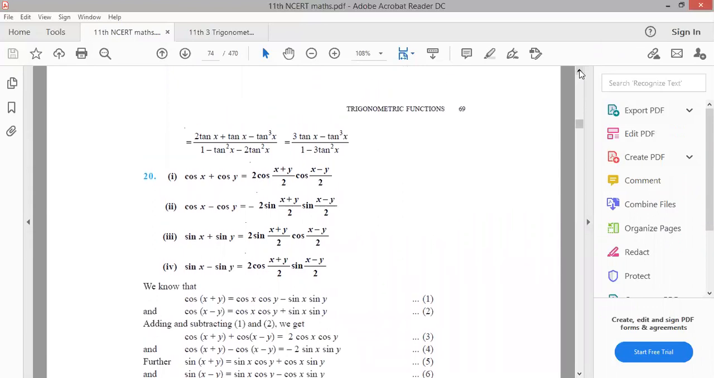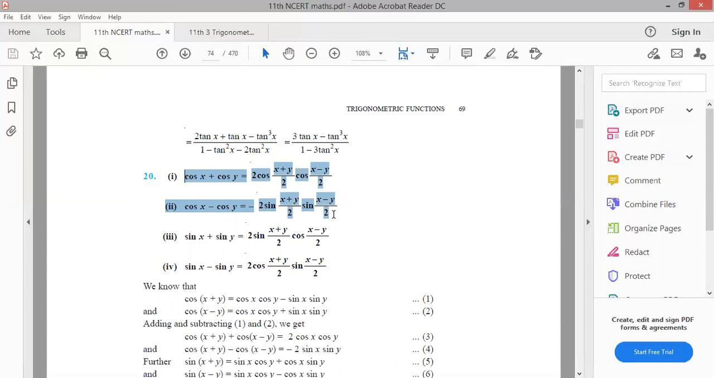The earlier formulae were based on sine operating on the sum of two angles. Now here the story is different. It is actually the sum into product. These formulae are for the conversion of sum into product. So cos of x plus cos of y is equal to twice cos of x plus y divided by 2 into cos of x minus y divided by 2. And the next is cos of x minus cos of y, that's minus twice sine of x plus y divided by 2 into sine of x minus y divided by 2.